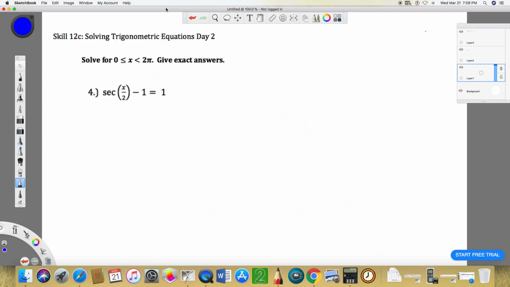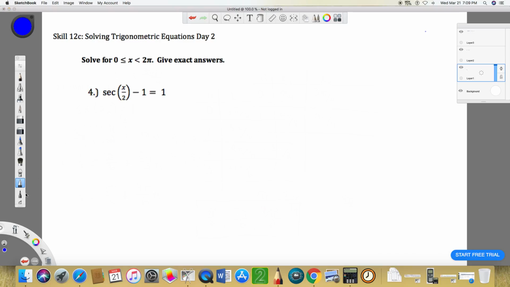All right, so let's take a look here at problem number 4. They want us to solve this equation. These trig equations will often have infinitely many solutions. We want to find the general solution and then restrict our answers to be just those that are between 0 and 2 pi. So let's get this secant by itself.